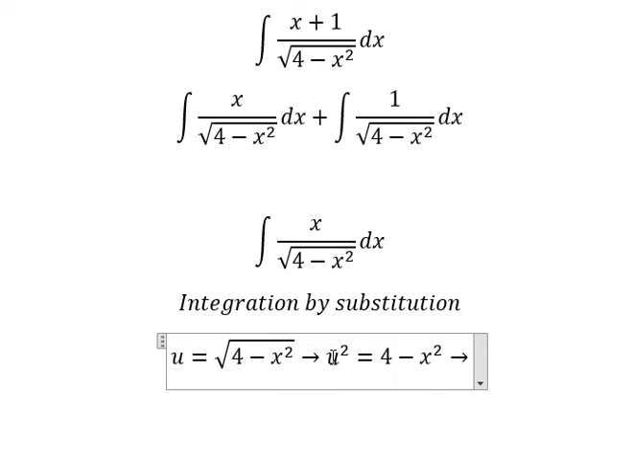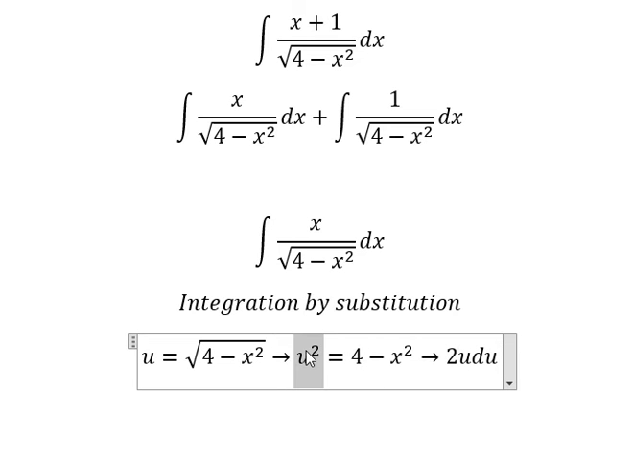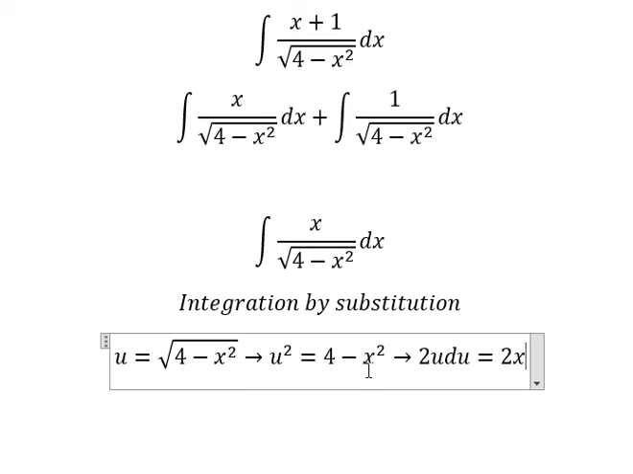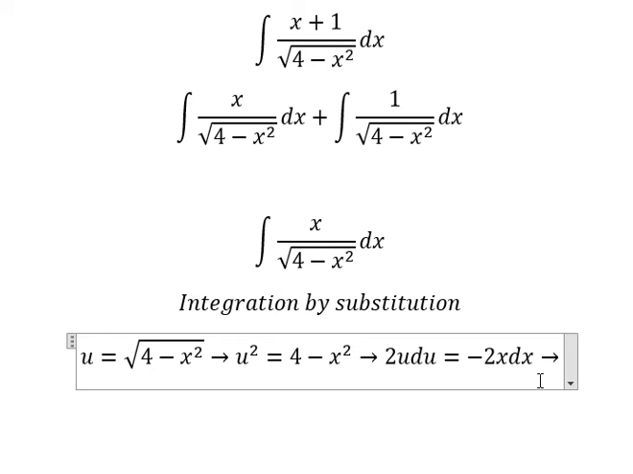Next, we need to take the first derivative of both sides. The first derivative of u squared is 2u. The first derivative of s squared is 2s, but we have a negative, so we put it in here. The first derivative of 4, this is a constant, so you get 0 here. Later, we divide both sides by negative 2.